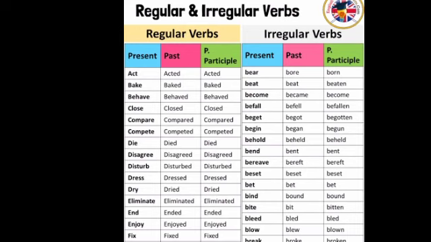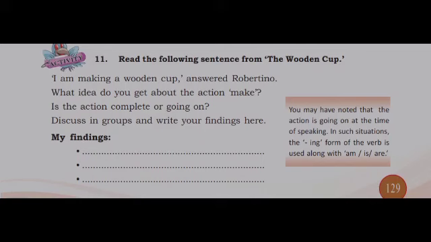Some verbs have D or ED or T in their past forms. They are called regular verbs. And some verbs have different ways for forming their past tense and past participles. They are irregular. Irregular, that is not regular. Regular verbs means in the same pattern. Irregular verbs means it is different. It is varying. Okay. Let's go through the next activity.